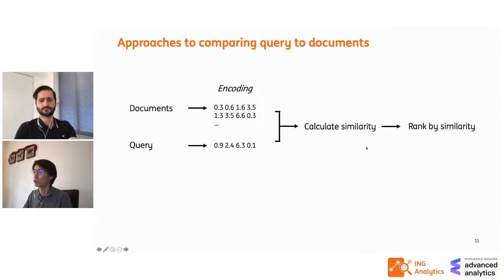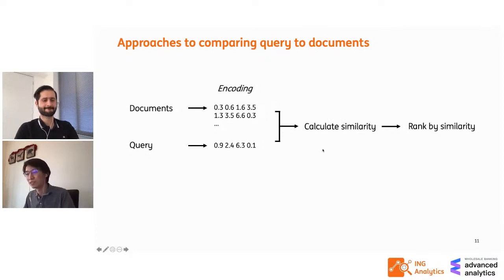Once we have the similarity scores, then we can rank merely based on those scores. The higher the similarity score, the higher the ranking, and perhaps the more relevant those documents are to the query. So I'm going to show you a bit deeper in the next two slides that cover a bit more of these two aspects.